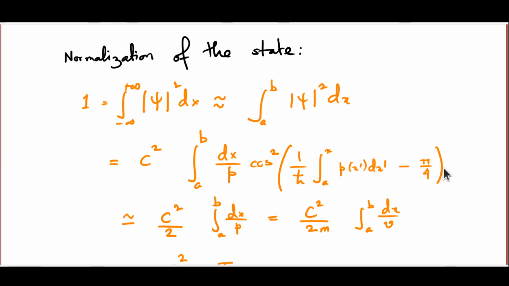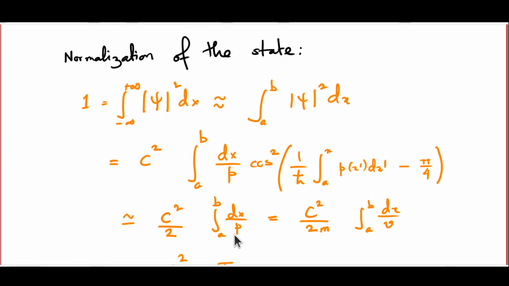And the next step would be to assume that at least for a highly excited state, since there are a large number of nodes between the two turning points, the function oscillates very, very rapidly, and cosine square, when it oscillates rapidly, can be replaced by its average value of half. Once you do that, you end up with c square by 2, the 1 by 2 of course coming from the average of cos square, times the integral from a to b of dx by p.